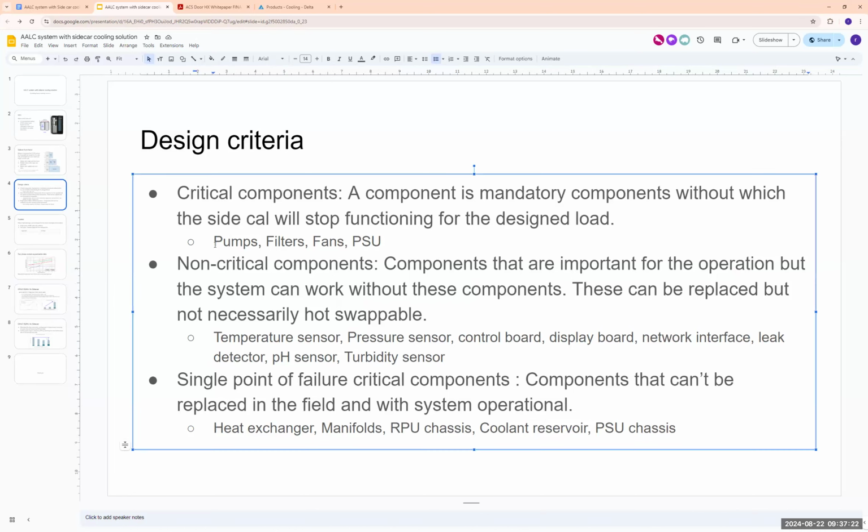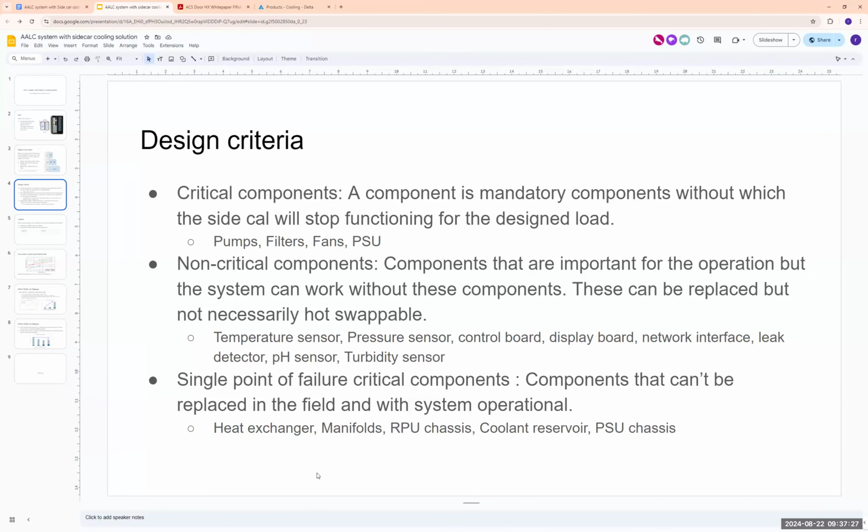So briefly, talking about what a critical component means and all of that, does this suffice or should we add any more details for the listener to understand? Yeah, I think it is.